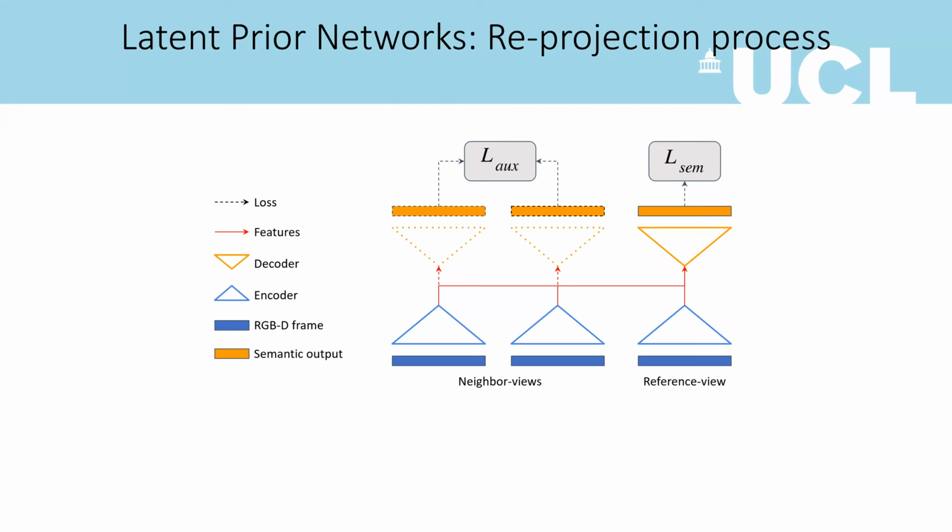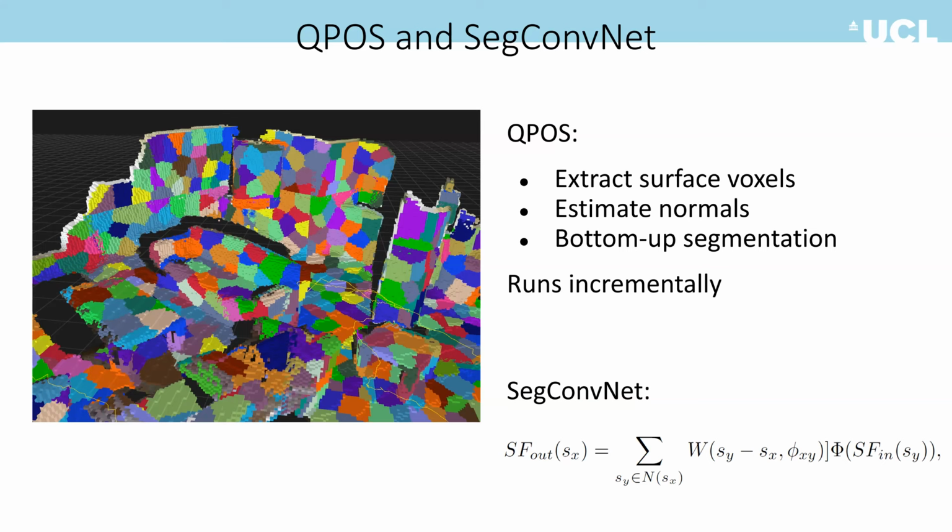And as I said before, we aim to reduce the number of primitives that need to be processed by our 3D network, for which we propose our quasi-planar over-segmentation method. Basically, we cluster the raw dense surface voxels into segments based on surface normals. The entire process runs incrementally, which means that when the map becomes very large, we don't need to run this algorithm from scratch every time. We just need to update the local part that's affected by the current observation.